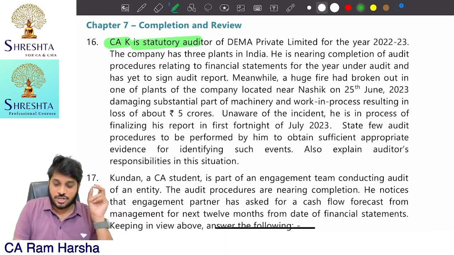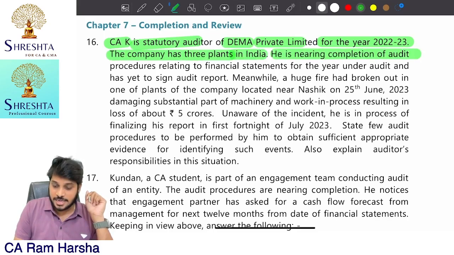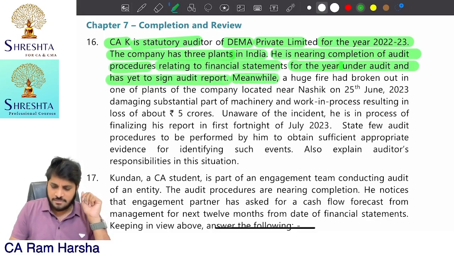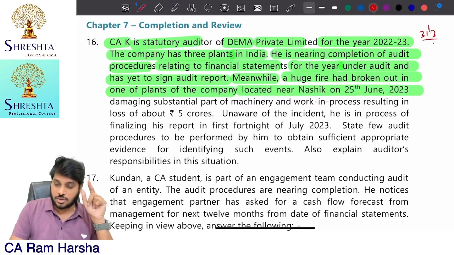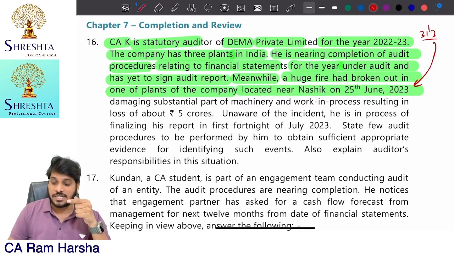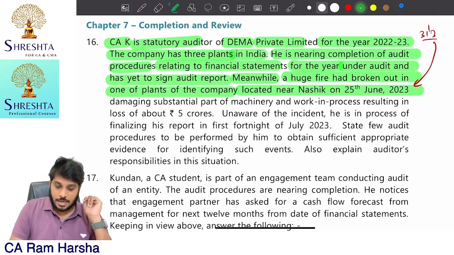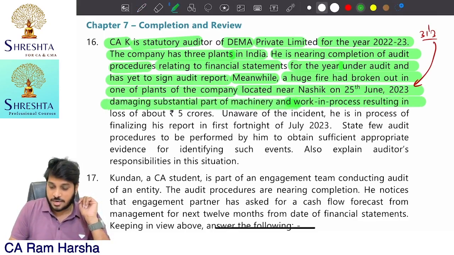CAK is statutory auditor of DEMA Private Limited for the year 2022-23. The company has 3 plants in India. He is nearing completion of audit procedure relating to financial statements for the year under audit and yet to sign the audit report. Meanwhile, a huge fire had broken out in one of the company's plants located near Nashik on 25th June. 31st March is the closing. After 31st March happened, it's a non-adjusting event, damaging substantial part of the machinery and work in progress, resulting in loss of 5 crore. Unaware of this accident, he doesn't know about this.